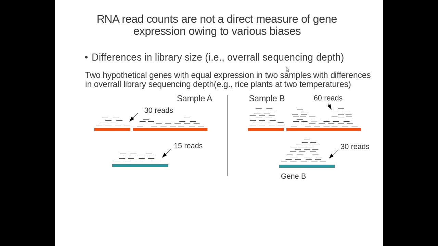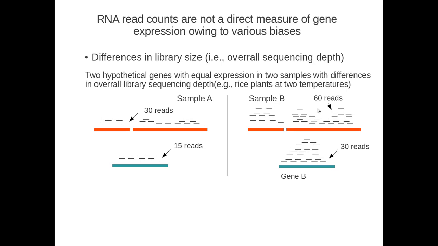So the approach is to try to normalize for this library size effect. So let's see, why do we need to normalize for this library size effect? First, imagine two samples in which we've extracted RNA, done our sequencing, and we realize that sample B has just higher depth. We just had better cluster formation on the flow cell. We just got better coverage of the overall library.